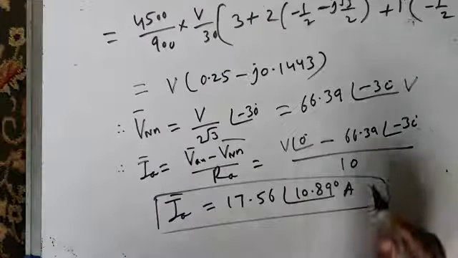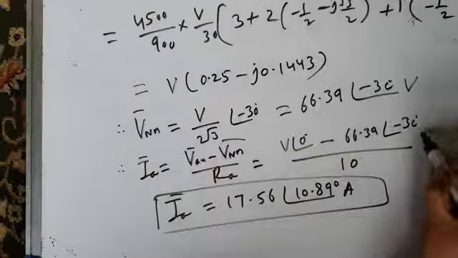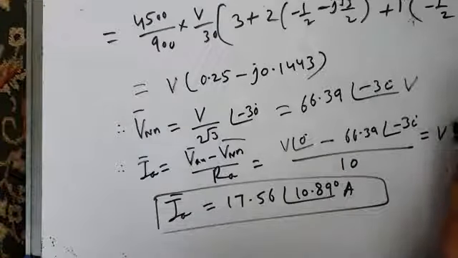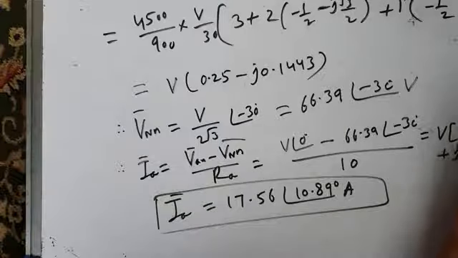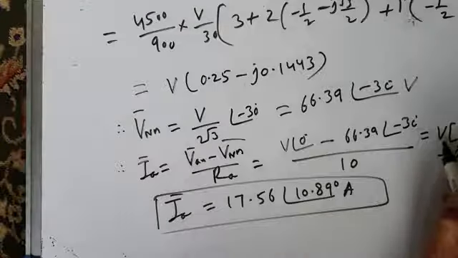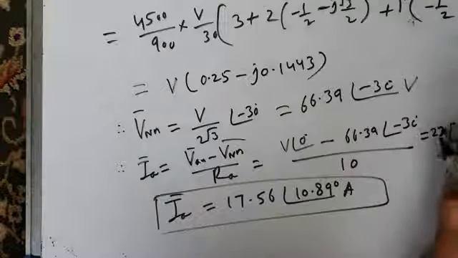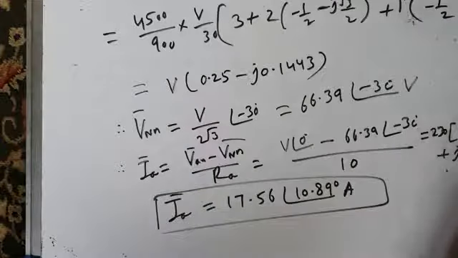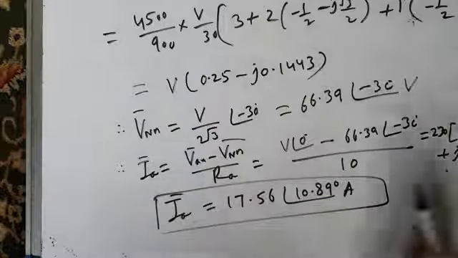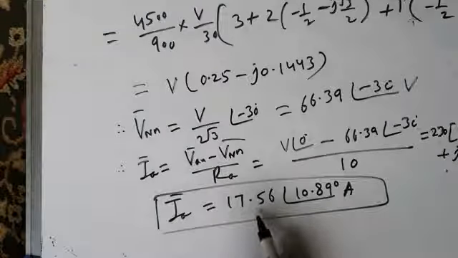Okay, in fact if you solve this, it will be V into 0.075 plus J 0.0144. V is given in the problem, 230 volts. So multiply by 230 here. So 230 into the whole of this, it will come out in rectangular coordinates. Transform that into polar coordinates, you will get IA.